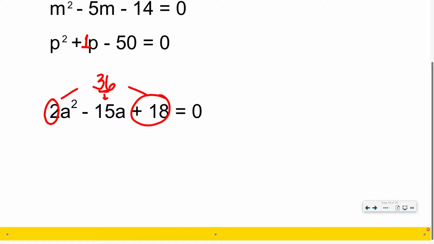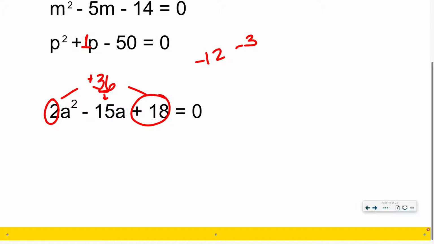So factors of positive 36, that's a positive, that equal negative 15. Who could tell me? Somebody else. What are the factors, David? Negative 12 and negative 3. Negative 12 times negative 3 is positive 36. Negative 12 plus negative 3 is negative 15.